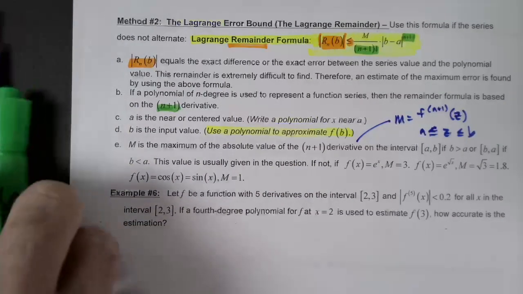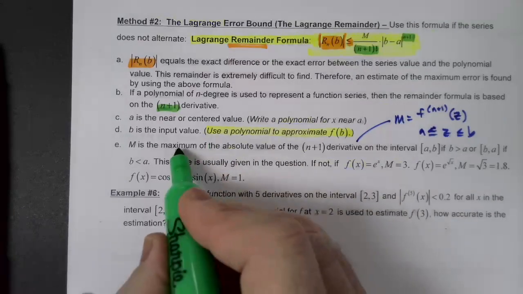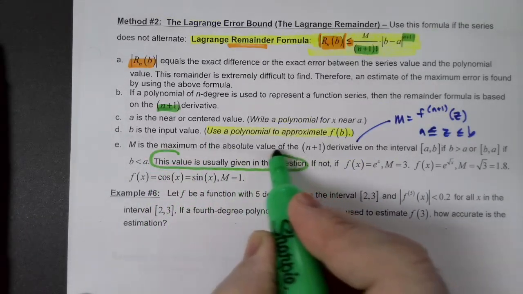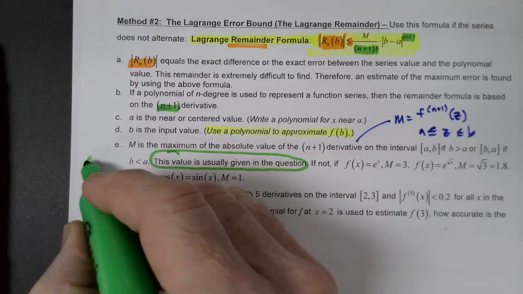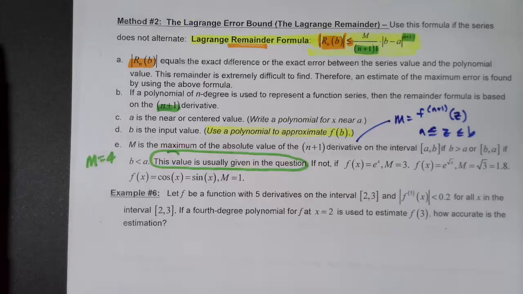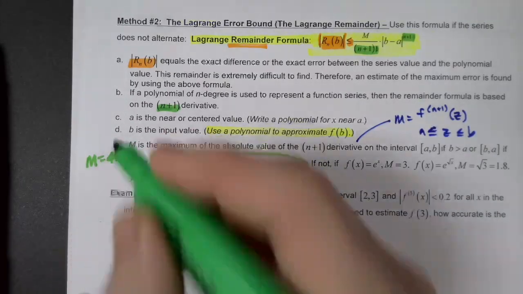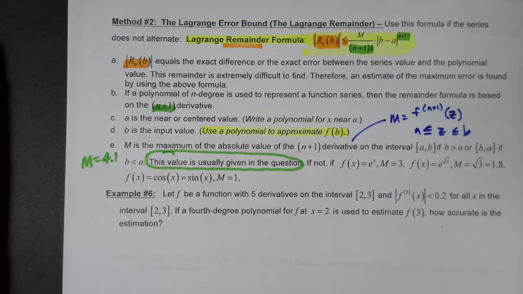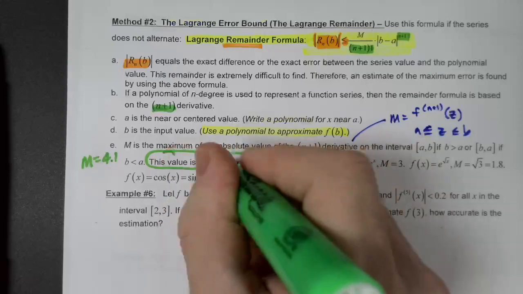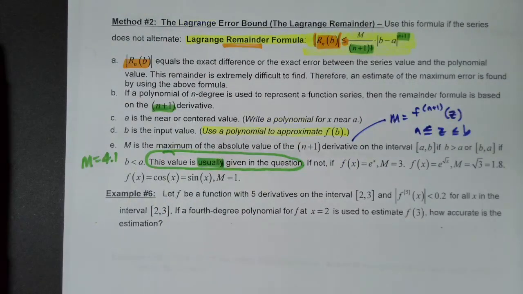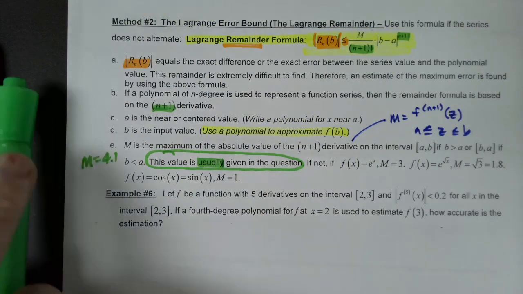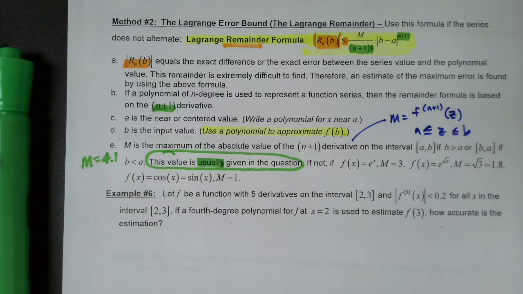Let me repeat that, because this is key. The value is usually given. They're going to say m equals 4 or 4.1 or something like that. They're going to usually give you that. Uh-oh, he did say usually. That means sometimes it will not. Okay? If it doesn't, we may have to calculate it, or we're going to straight up just use an estimate.